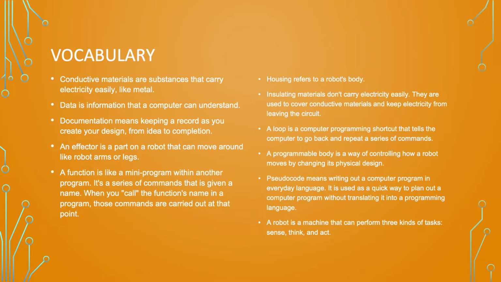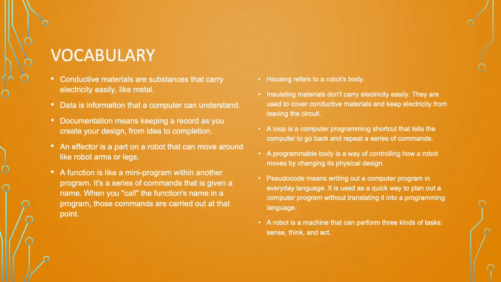Documentation means keeping a record as you create your design from idea to completion. An effector is part of a robot that can move around, like arms or legs. A function is a mini program within another program. It's a series of commands that is given a name. When you call the function's name in a program, those commands are carried out at that point.